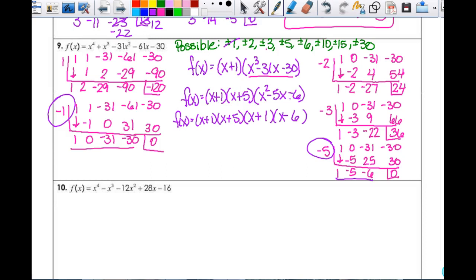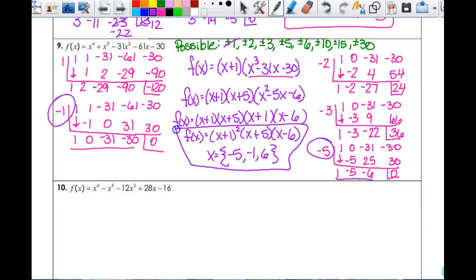Now, I'm done writing it, because how should I really write this? X plus 1 squared times x plus 5 times x minus 6. Then I get my zeros, which should be -5, -1, and 6. Okay. Questions?